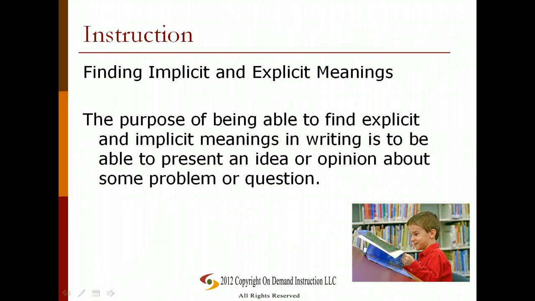The purpose of being able to find explicit and implicit meanings in writing is to be able to present an idea or opinion about some problem or question. In your own expository essay or research paper, you need to be able to support your thesis with enough evidence and reasons to be convincing. You must also be able to convince your audience that your theory is plausible. Therefore, you must be able to explain and prove the main idea from introduction to conclusion, from one point to the next, in a manner that allows the reader to understand clearly what you are stating, but also in a way that permits little reason to doubt the thesis. This type of presentation produces effective and persuasive writing in a very powerful way.